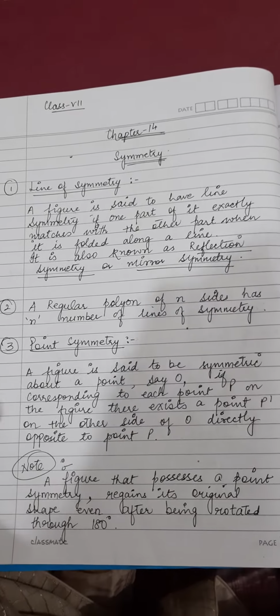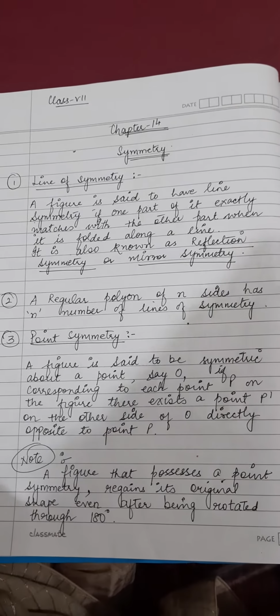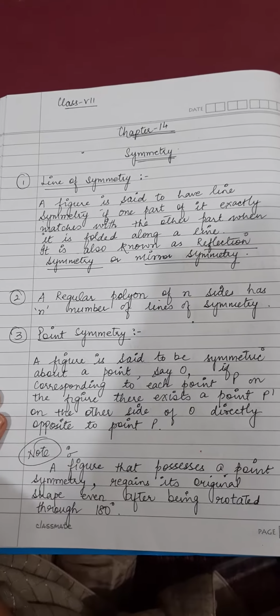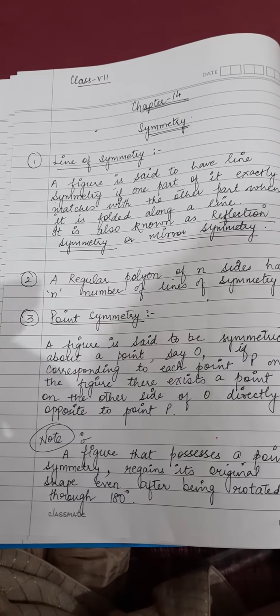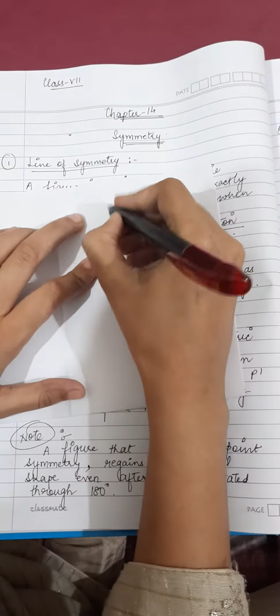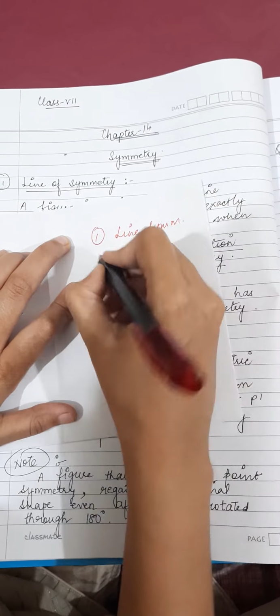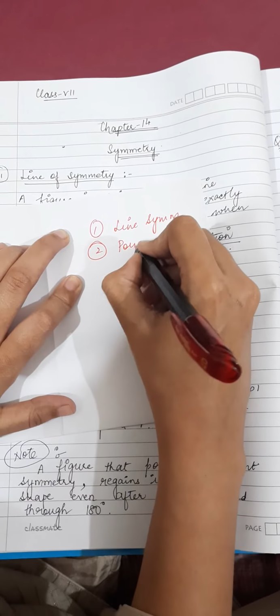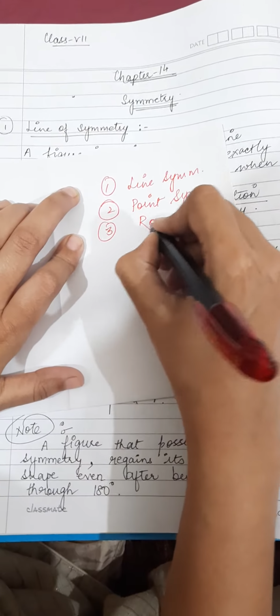Hello everyone. Today we are going to start with the next chapter, chapter number 14, Symmetry. You have already done this in class 6th also. This time we are going to do three kinds of symmetry in this chapter. The first one is going to be line symmetry. Second is going to be point symmetry. And the third will be rotational symmetry.